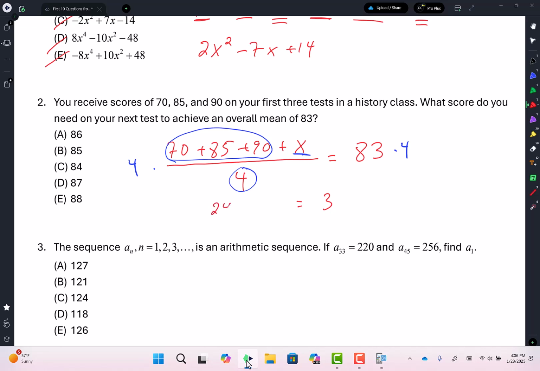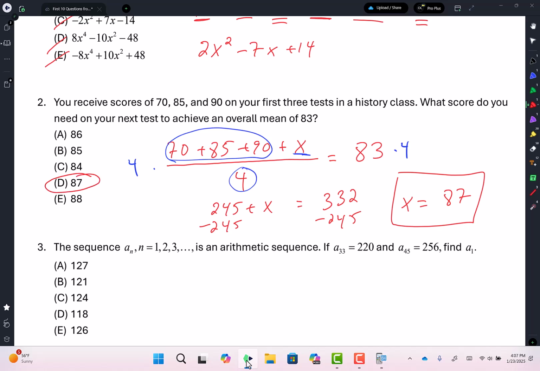So you have 245 plus x equals, and what did it equal again, Vega? 332. And now all I got to do to get x by itself is just what? Subtract. You see the deal? You subtract, and then we get, what number do you guys get? 87. And that's the score that we got to get. See? It's not that bad.